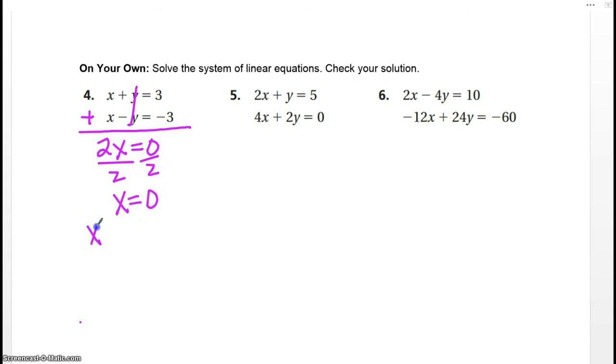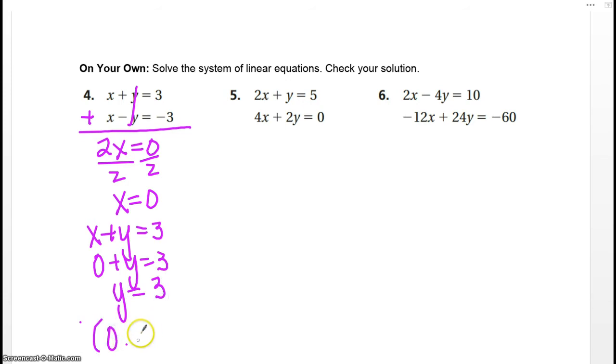Then I need to plug that back in to find y, so x plus y is equal to 3. 0 plus y is equal to 3, and my y is equal to 3. So my solution is 0, 3. So this one I would have one solution.